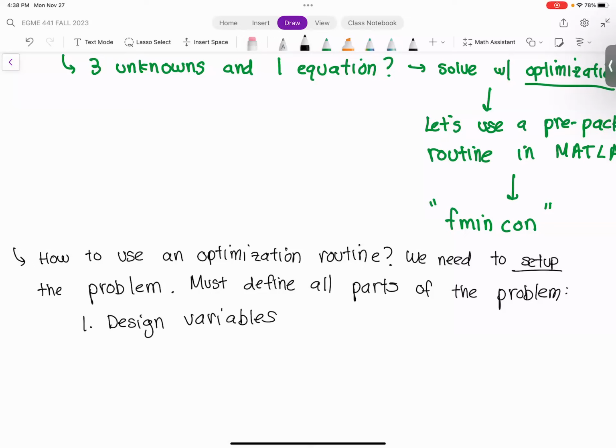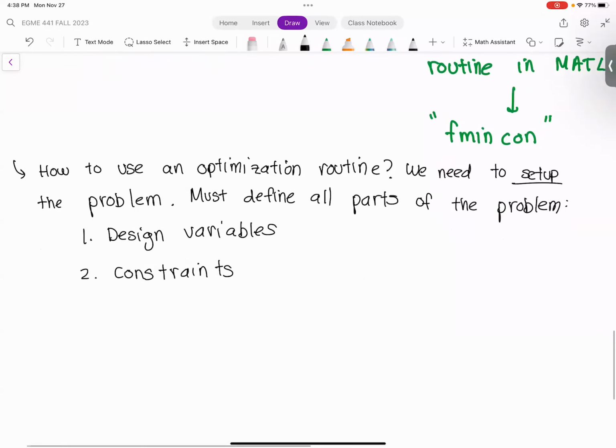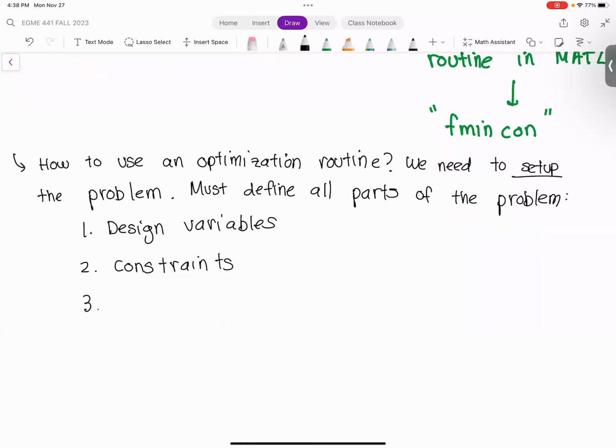We've actually done this already. And so this is already done, but it's just being more clear and specific about it. Two is going to be the constraints. So we'll talk about what that means in a second. And three, the last thing that you have to define in an optimization problem is something called the objective function.